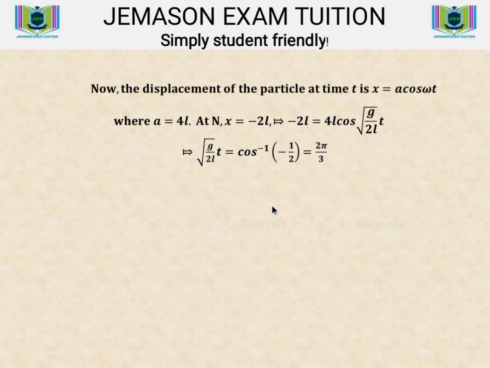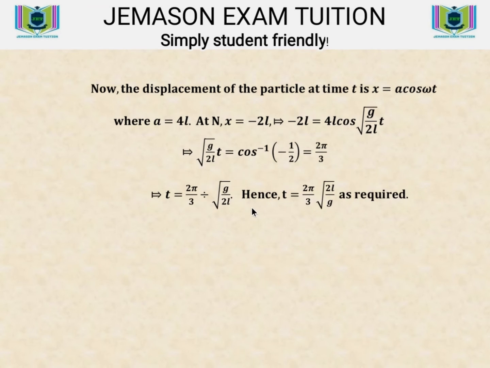And so making t the subject, we have that 2π over 3 divided by the root of g over 2l, which gives t as 2π over 3 the root of 2l over g, as required.